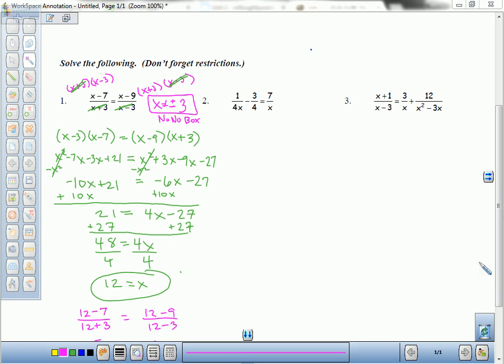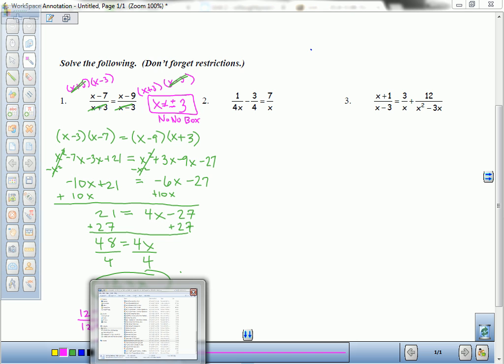Okay. So this is how we solve rational equations. We find a common denominator and we multiply every single term by that common denominator. We make sure we don't forget about our excluded values, and then we solve that equation that's left.